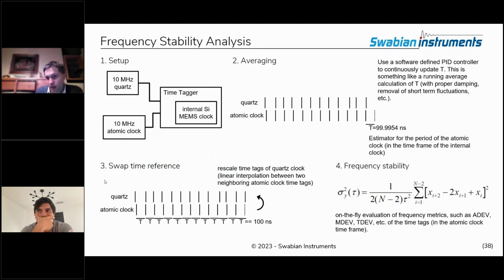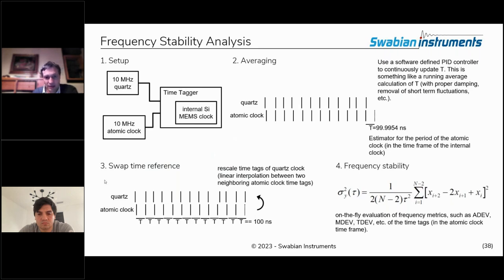All right, so at every clock edge of the atomic clock that you receive, you have this predictor of when you expect the next time tag of that clock. And then the deviation of the expected time tag and the actual measured time tag is your error value that you feed back into the PID controller. In this way, you recover this clock period T from the data stream relative to the internal clock oscillator.